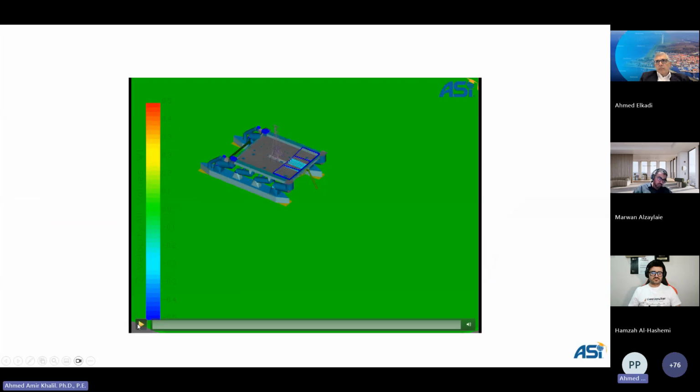So we build a combined model now. Not only are we modeling the structure, we are also modeling the soil layers below the structure. And we are getting the impact from the structure onto the soil layer in the same model.